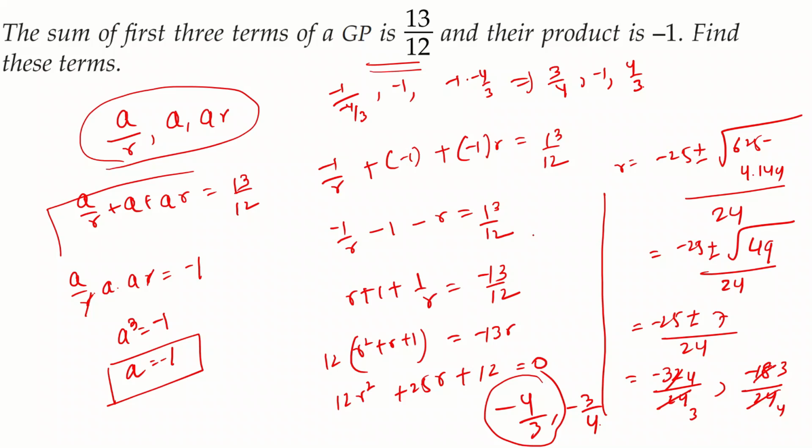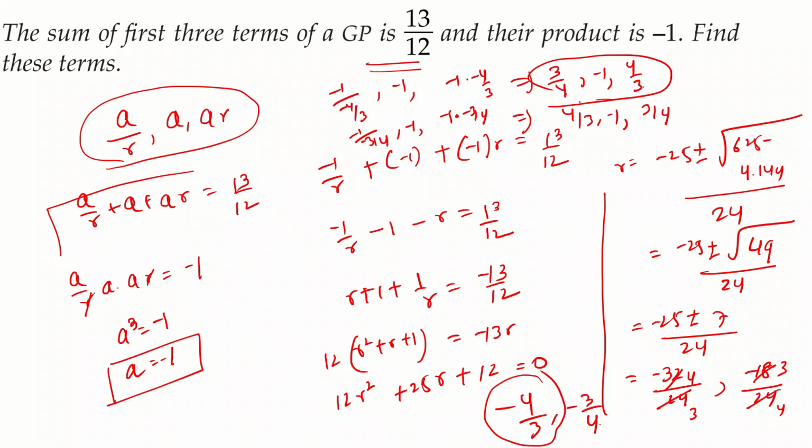And if I take minus 3 by 4, then I get minus 1 divided by minus 3 by 4, then minus 1, and minus 1 into minus 3 by 4. So on simplification, I get 4 by 3, minus 1 and then 3 by 4. So just in the reverse pattern. Okay, so these are my two sequences in GP.